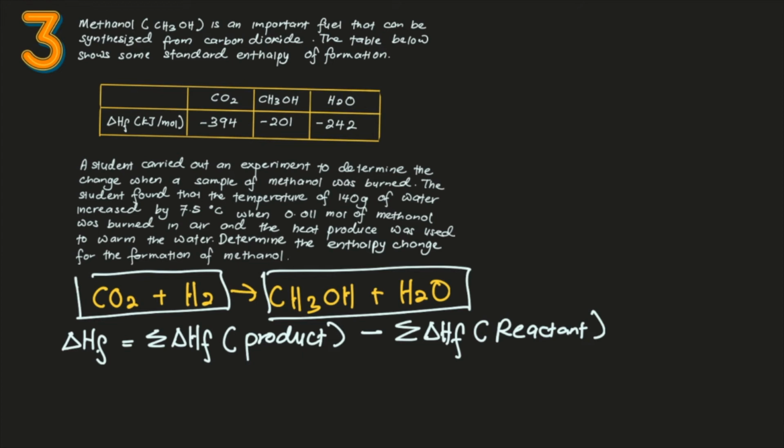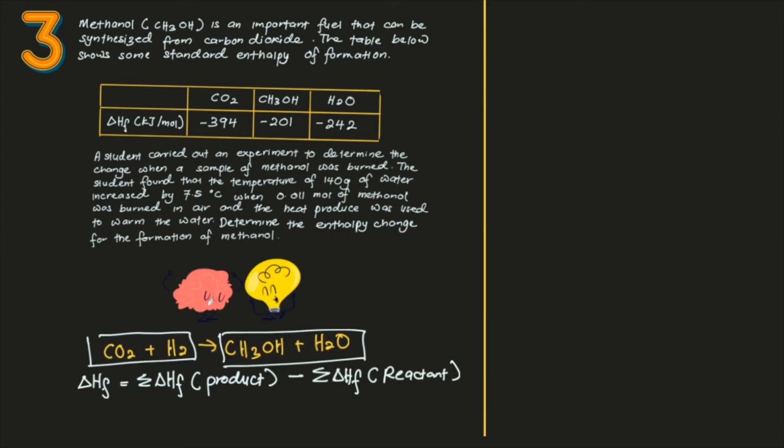So if you look at the table here, there's no value for your hydrogen. So basically hydrogen is an element, so the value for your delta H is actually equivalent to 0. So what we are going to do now is plug in the values inside this equation. Alright, so we are just going to plug in all these values. So at first we are going to look at the product side. So the product will be the methanol and also water.